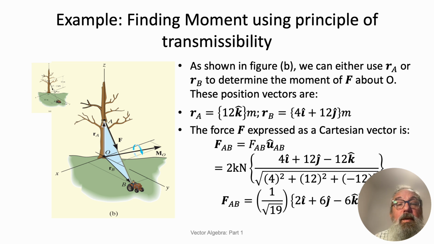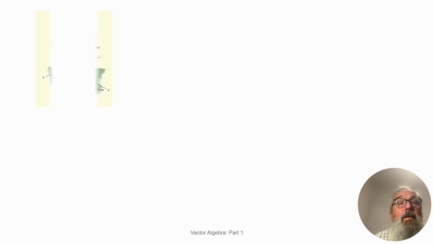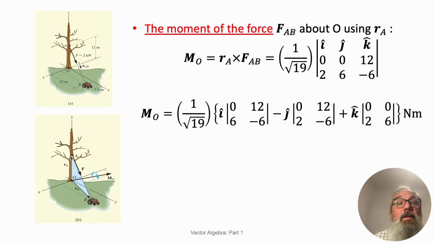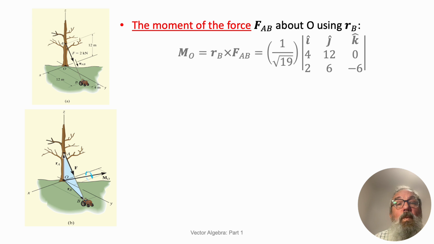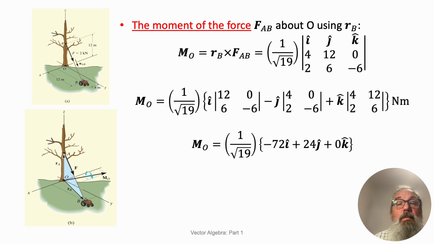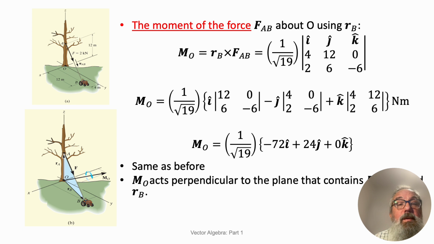And we can simplify that, and we can multiply this by, first of all, RA. So we need to do the cross product RA times FAB. And we see we get this. Again, needs expanding slightly. And we can do the same calculation with RB, which is the same as the calculation before. So MO is perpendicular to the plane containing both RA and RB.